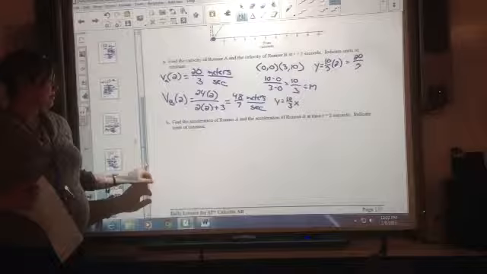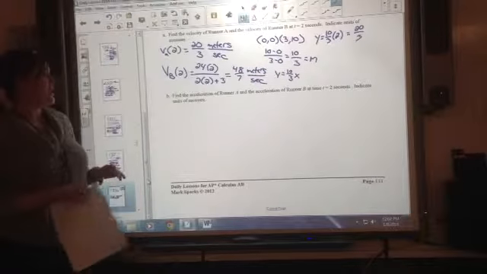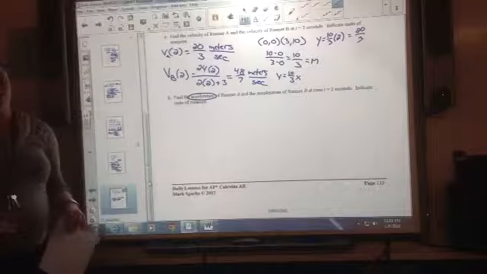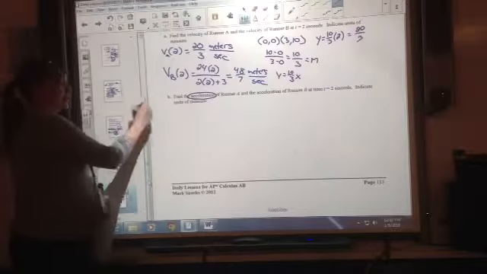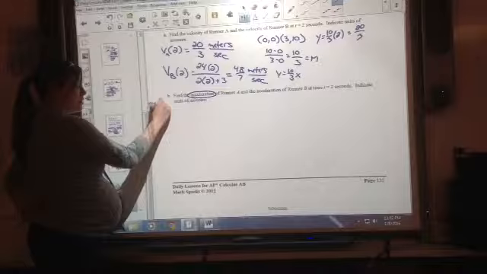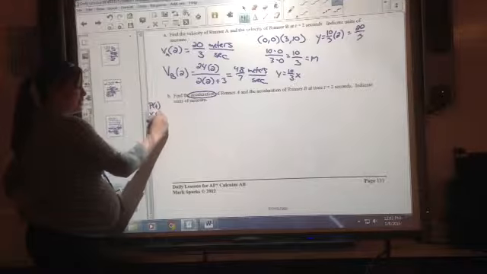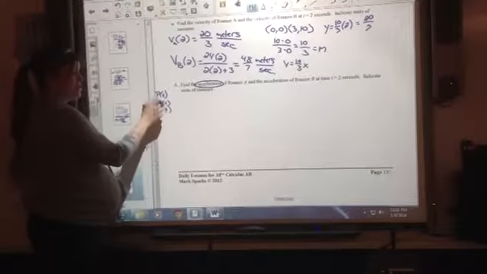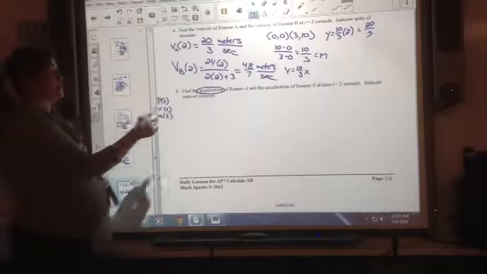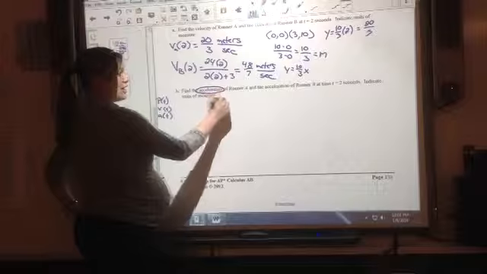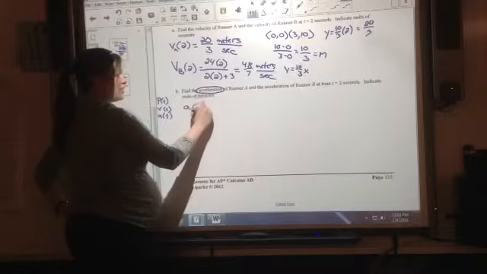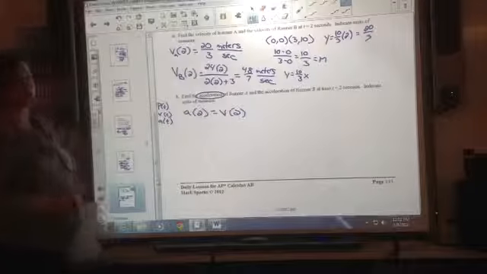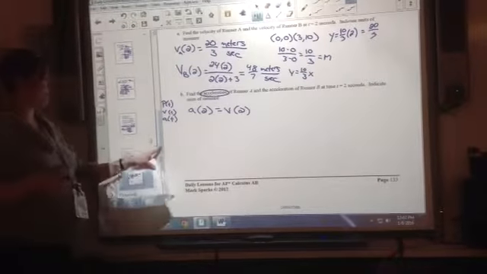The next thing is find the acceleration. I'm only given velocity. Remember the connection between these: I've got position, then velocity, then acceleration. Velocity is the derivative of position. Acceleration is the derivative of velocity. So when I'm looking for acceleration here, it's just for runner A and runner B.